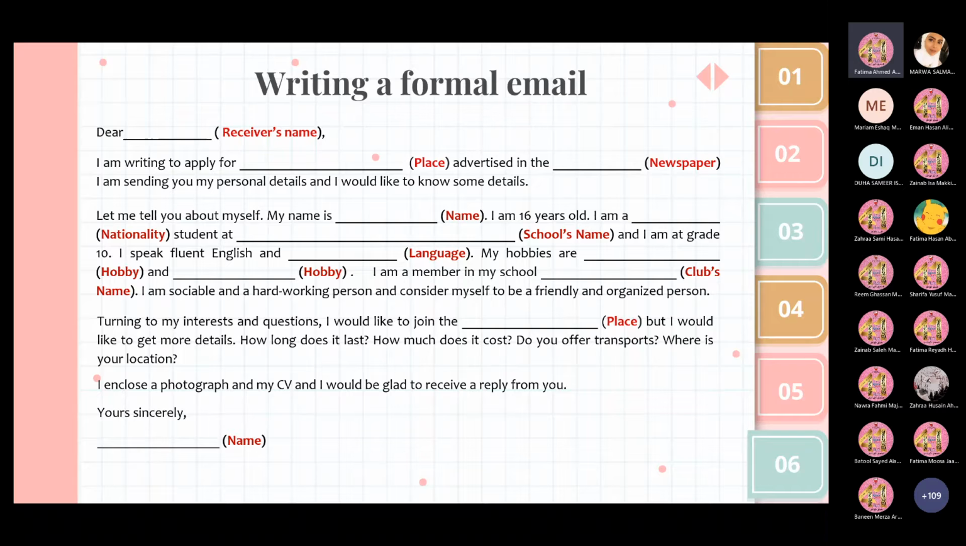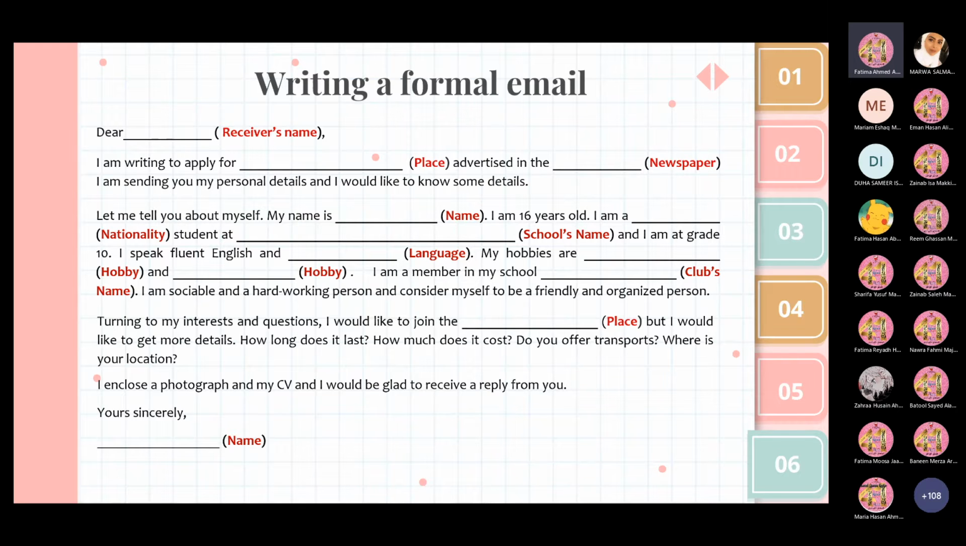"Turning to my interests and questions, I'd like to join the". Here, in this gap, you'll write the same place you wrote up in the first paragraph and in the subject, the course you're applying for or whatever. Continuing, "but I would like to get more details. How long does it last? How much does it cost? Do you offer transport? Where is your location?"